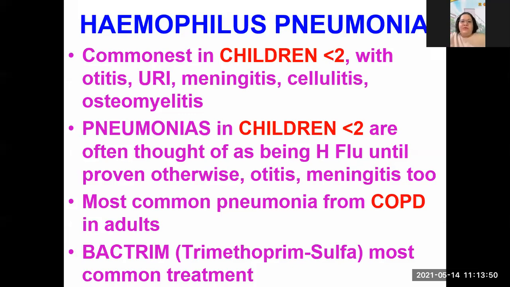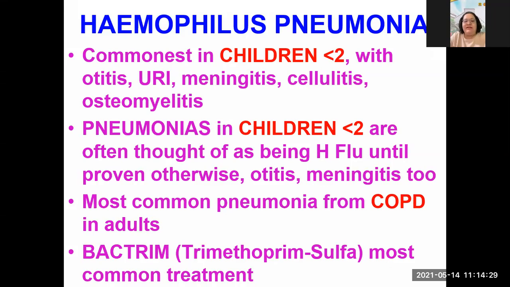Okay. Let's go to Haemophilus pneumonia. This is common in children less than 2 years old, and common infections that can cause Haemophilus as a cause are otitis, upper respiratory infection, meningitis, cellulitis, and osteomyelitis. So in children less than 2, they are often thought of as being H flu until proven otherwise.